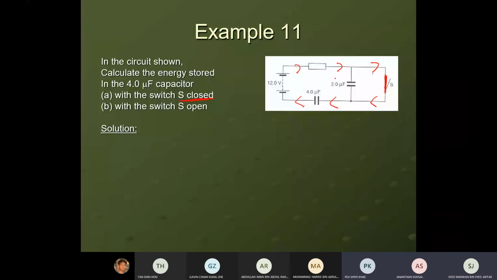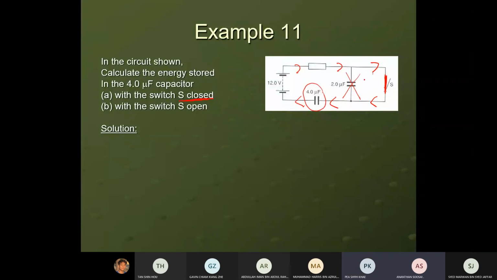So the 2 microfarad is like a waste. It won't pass through the 2 microfarad because there is a factor opposing the current, so it won't flow. It will go to the path where there is no resistance. So when the switch is closed, the 4 microfarad is the only capacitor in the circuit.